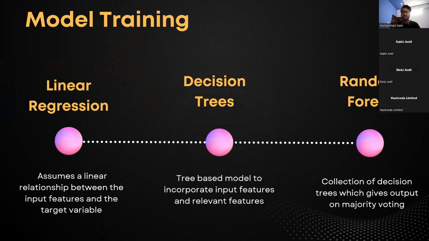Decision trees are a tree-based model which has nodes and branches. Nodes are conditions, and branches are what the splitting will be. And finally, random forest, in short, is a combination of multiple decision trees combined together. The result of the decision trees is voted on, or there is a majority voting.